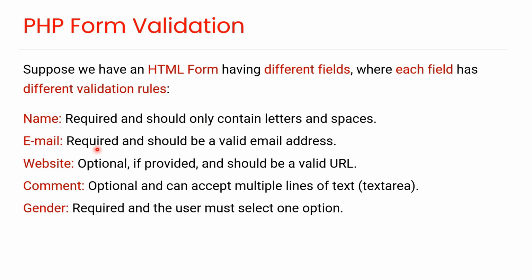Email. Required and should be a valid email address. Website. Optional, if provided, and should be a valid URL. Comment, optional and can accept multiple lines of text. Gender. Required and the user must select one option. Now we'll look at an example.